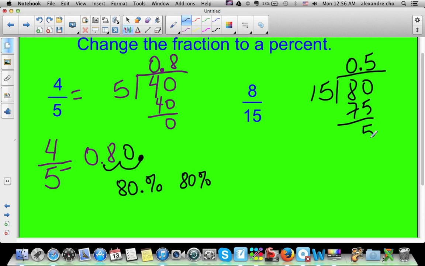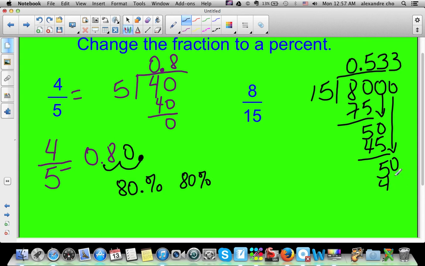Okay, subtract. 5 left over. I'm going to bring another 0 down to see if that helps me. 15 goes into 50 3 times, which is 45. And 5 left over. If I bring another 0 down just to keep on trying, notice that it's a pattern, so it's going to be another 3. So the answer to this question, okay, is 0.533. So the 3 here is going to repeat and repeat and repeat.